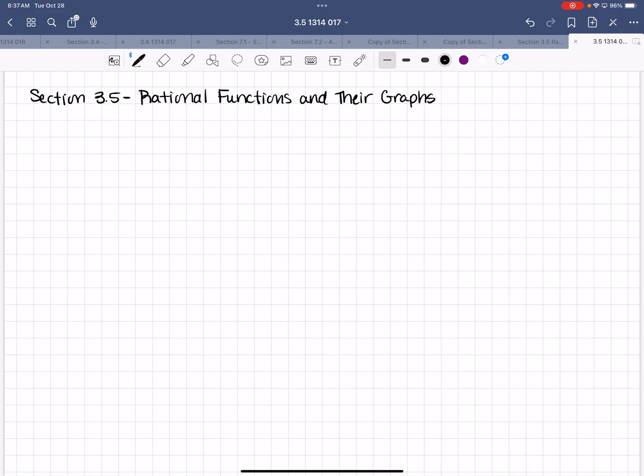Okay, the first thing that I want to do is make a correction from 3.4, and it is over Descartes' rule of signs.